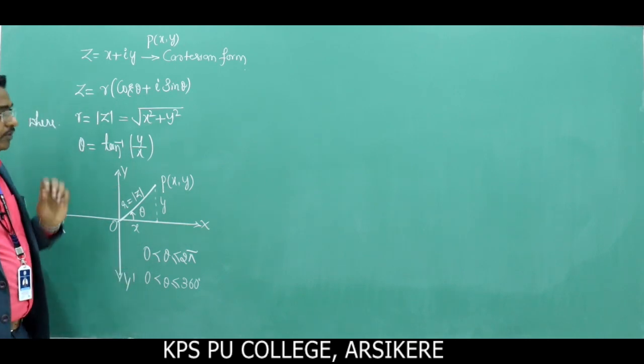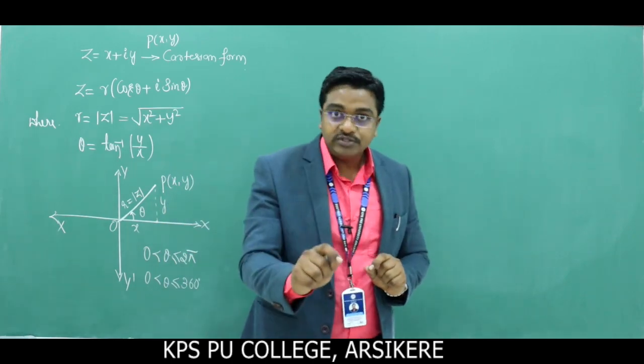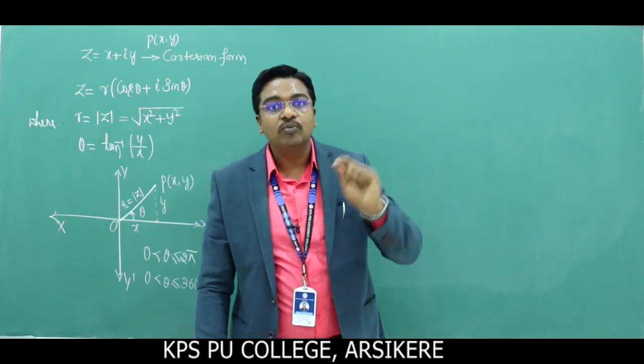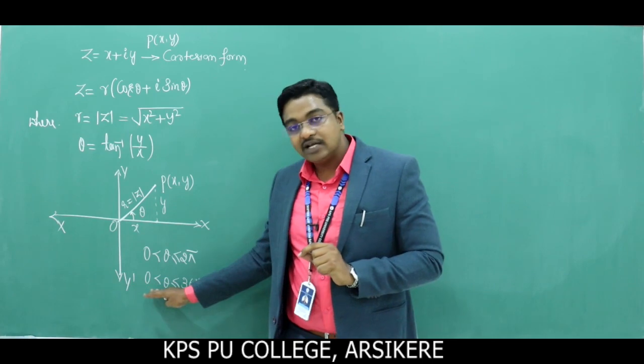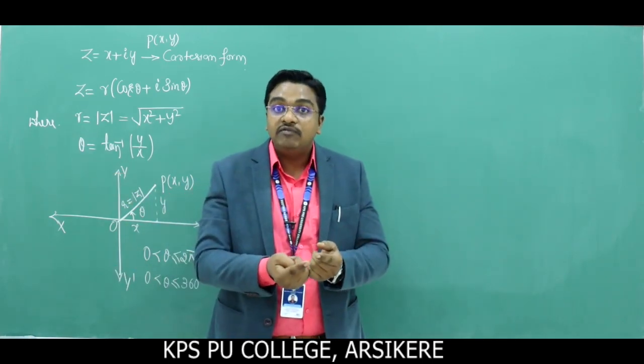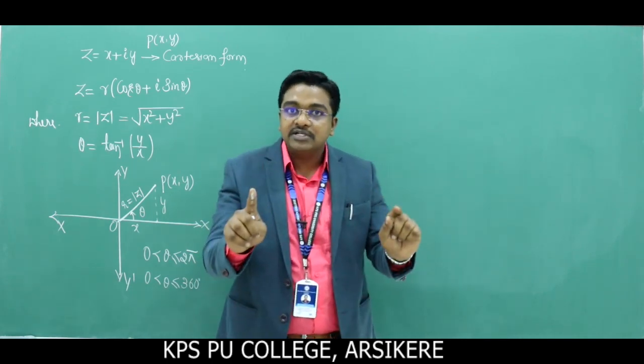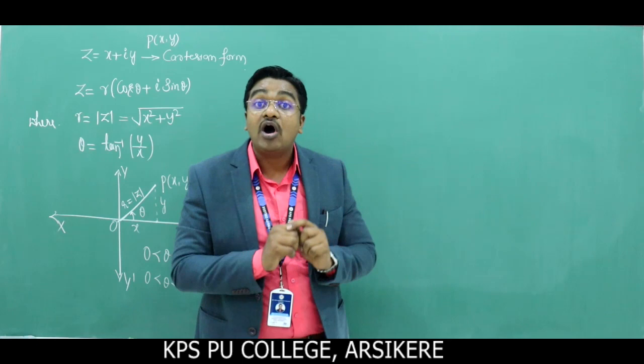Is that understood? But to represent the complex number in polar form we will use the principal argument. Generally theta is between 0 and 360, but we take theta between minus pi and plus pi. That representation is what we call the principal argument.